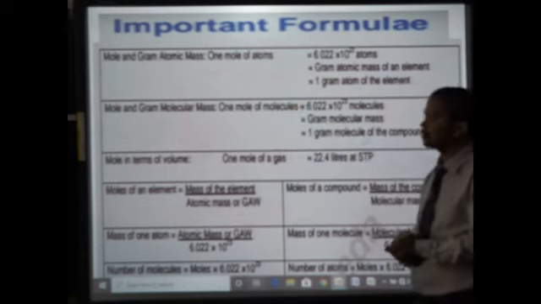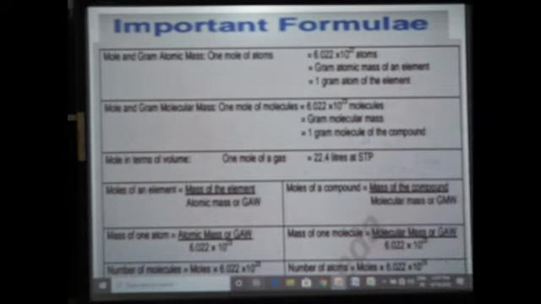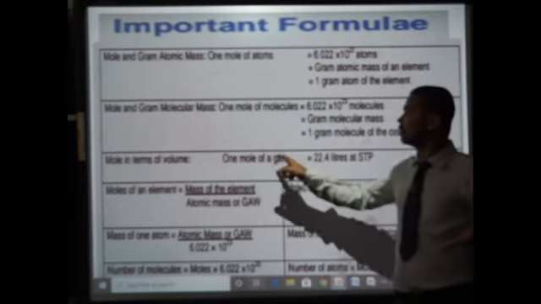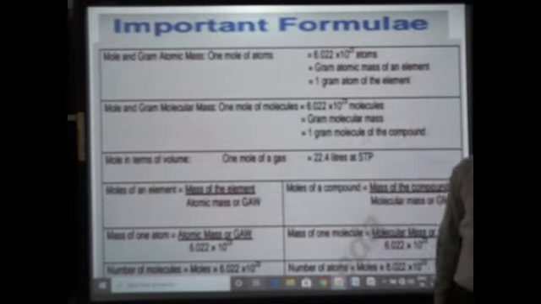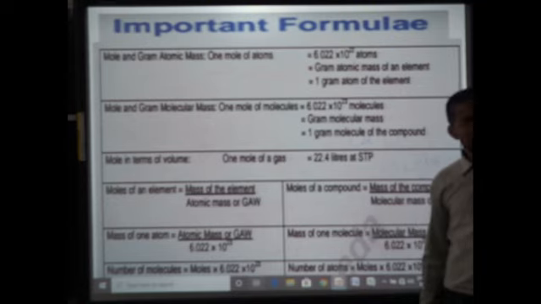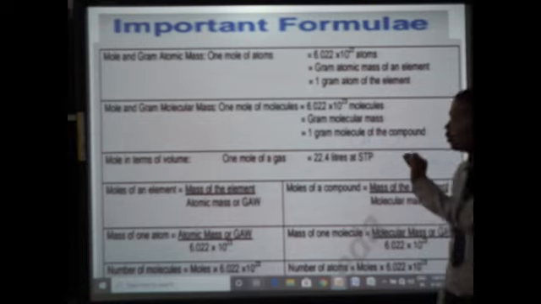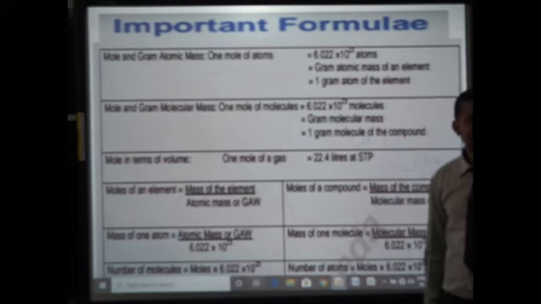Then how to relate a mole in terms of volume? So 1 mole of a gas, that means 22.4 liter at standard temperature and pressure of any gas, is also called 1 mole of that gas. Means 22.4 liter of hydrogen gas is equal to 1 mole of hydrogen gas. 22.4 liter of nitrogen gas is equal to 1 mole of nitrogen gas. 22.4 liter of carbon dioxide gas is equal to 1 mole of carbon dioxide gas.